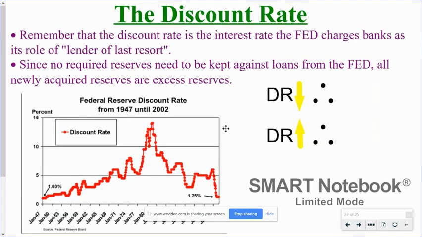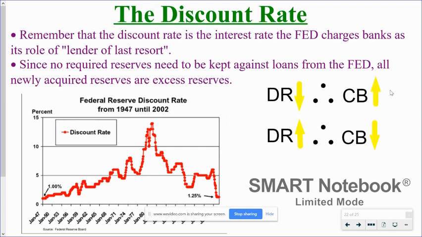The discount rate, if you remember, is the price that the Fed charges banks to borrow money from the Fed. If the discount rate is low, it seems that commercial banks would borrow more money, increasing their excess reserves, simply because it's cheaper. If the discount rate was high, then commercial banks would probably borrow less money, thereby not increasing or decreasing their excess reserves, which means the money supply would begin to drop.